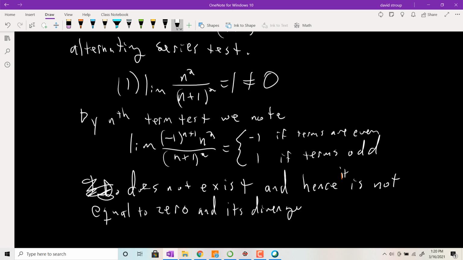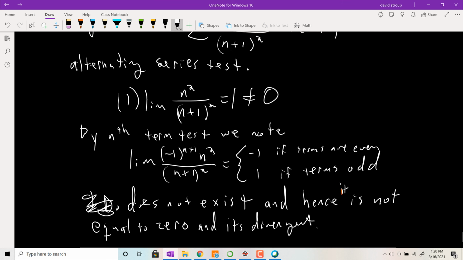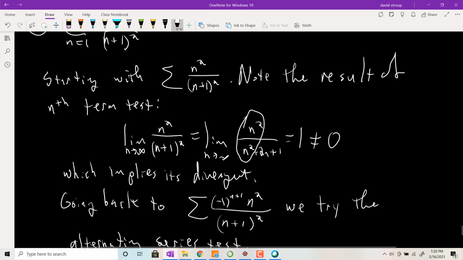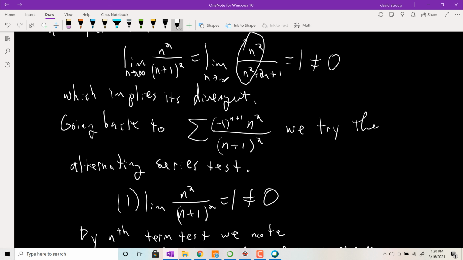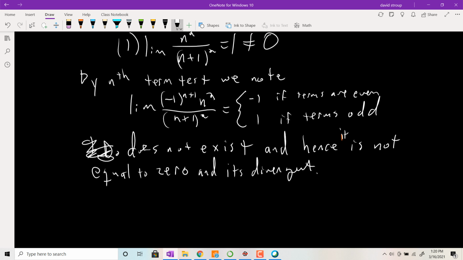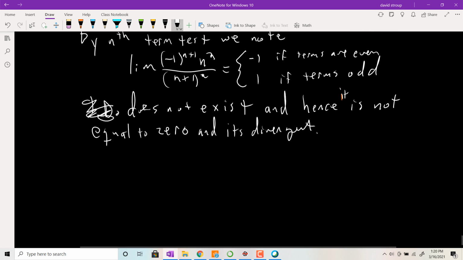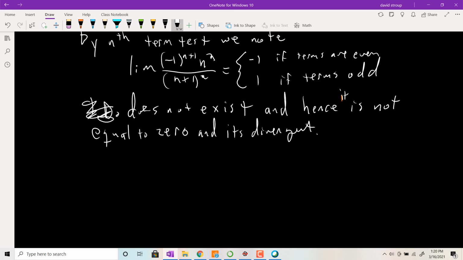So basically we showed that the series with the absolute value on it is divergent. Then we showed the original series is divergent. Hence, it's just completely divergent. There's no absoluteness to it. There's no conditionalness to it. Hence, the original series is divergent.